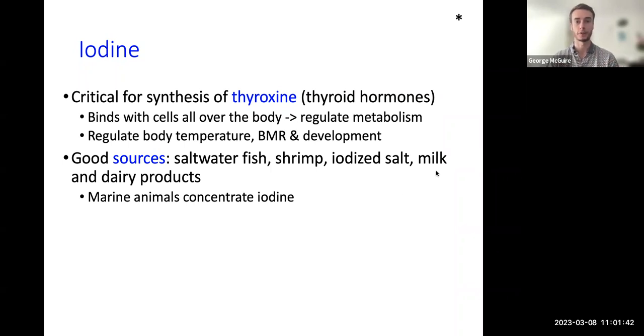And so it is also going to play a role in your body temperature, basal metabolic rate, and development as a result of that. So good sources are going to come from any water-based foods, really, or water-based living organisms. Marine animals tend to concentrate iodine in high amounts. You can get a lot of iodine from saltwater fish, shrimp. We have iodized salts around a lot because of the importance of iodine in our thyroxine synthesis and is common in our dairy products.